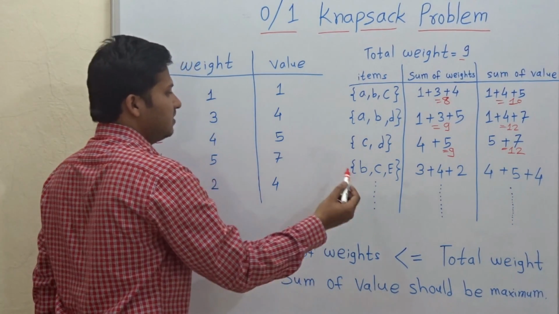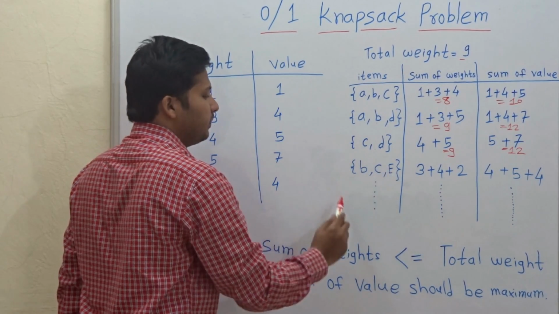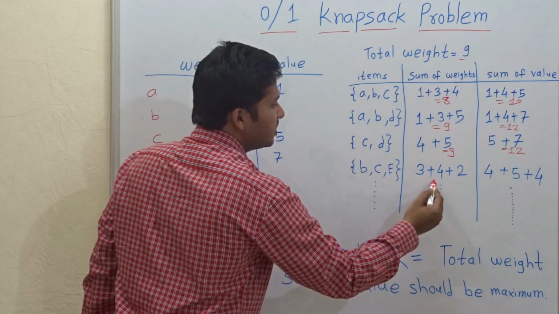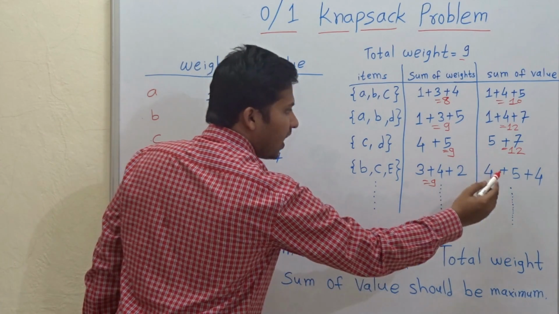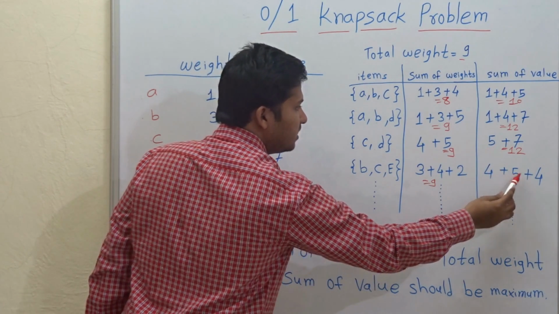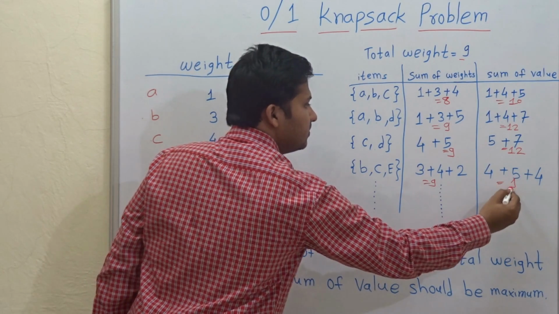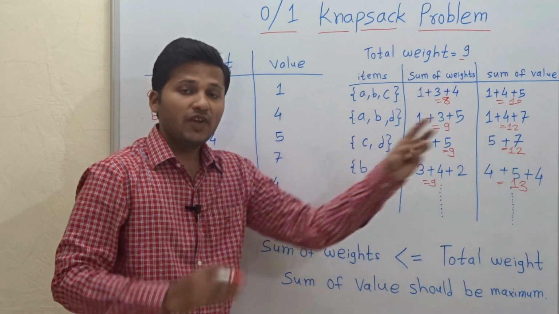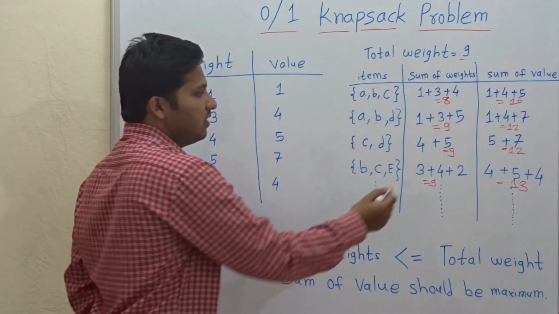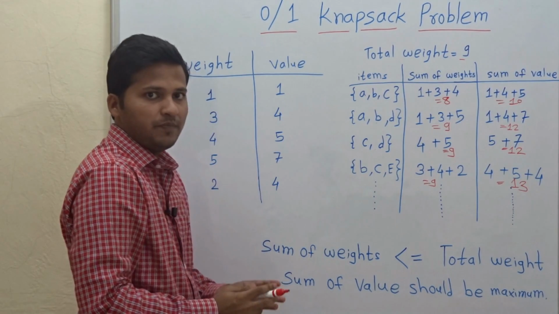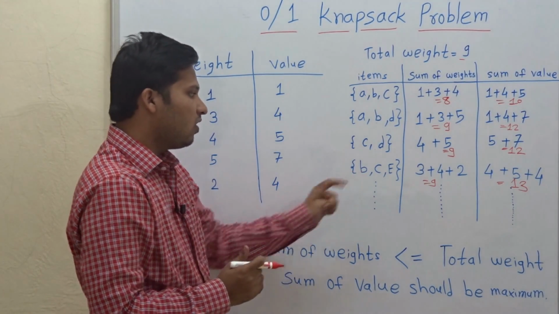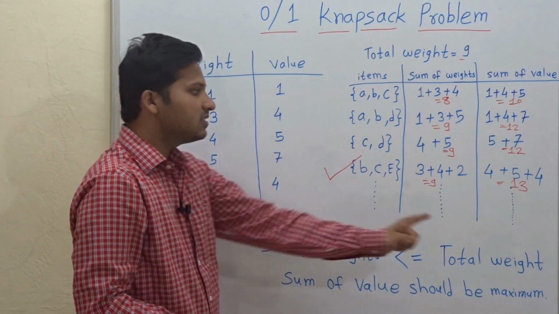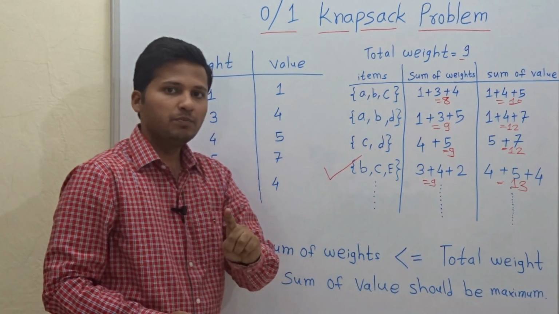Okay, so let's see, if we select B, C, E, then the weight is 3 plus 4 is 7 plus 2 is 9, and the value is 4 plus 5 is 9 plus 4 is 13. Yes, so 13 is greater than 12. We are getting more value in weight 9 itself. So we will always prefer B, C, E over these three combinations because the value is maximum.